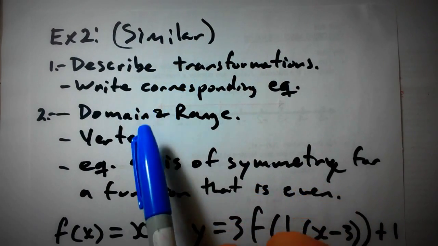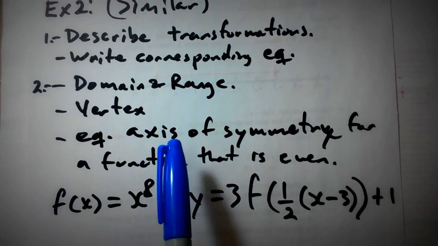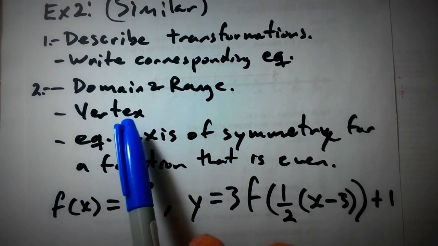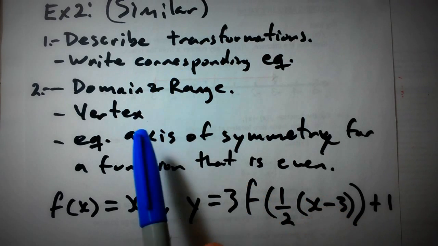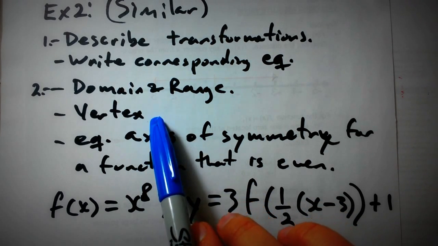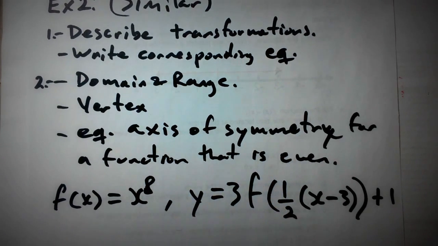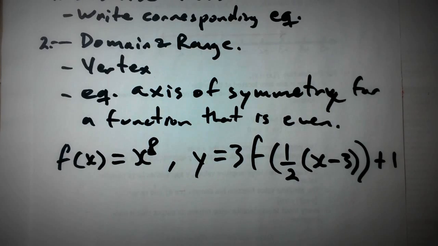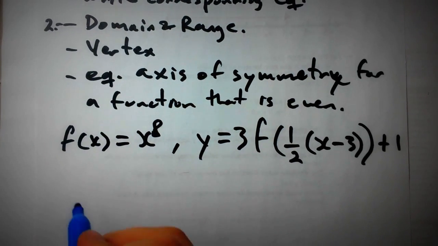The question says, describe the transformations that must be applied to the graph of each power function f of x to obtain the transformed function. Then write the corresponding equation. And then 2 says to state the domain and range, state the vertex, and the equation of the axis of symmetry for a function that is even. Only for a function that is even, because an odd function has a point of symmetry. So let's start by describing this.